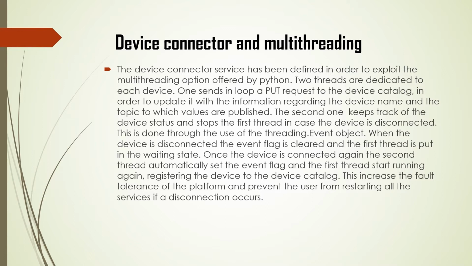If the device is disconnected, the second thread clears the associated event flag, and the first thread is put in the waiting state. If the device is connected again, the event flag is set, and the first thread starts running again, registering the device to the device catalog. This increases the fault tolerance of the platform and prevents the user from restarting all the services if a disconnection occurs.